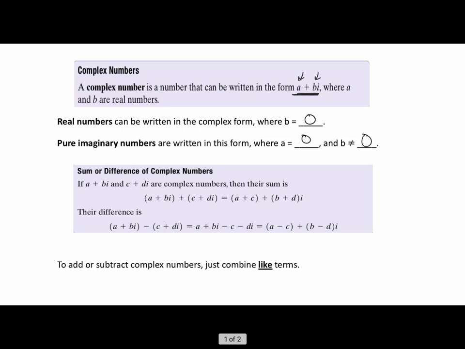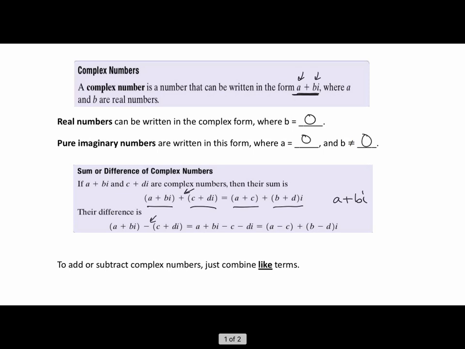And so if we're going to add or subtract complex numbers, then really what we're doing is getting rid of the parentheses and combining like terms. So if you have a complex number plus another complex number, and you know this is addition because there's a plus sign there, then you just remove the parentheses and you add the a plus c, the real number part, and the b plus d, imaginary unit part. You just combine the numbers in front, and that's it.